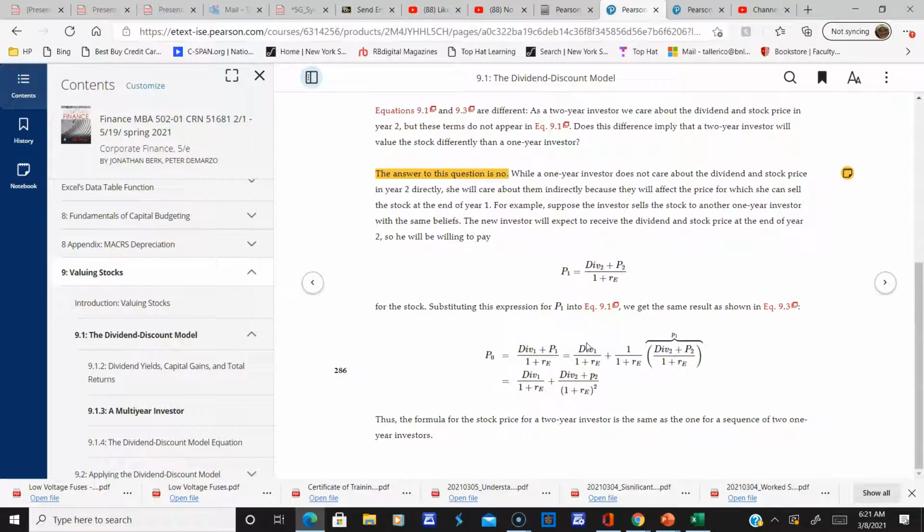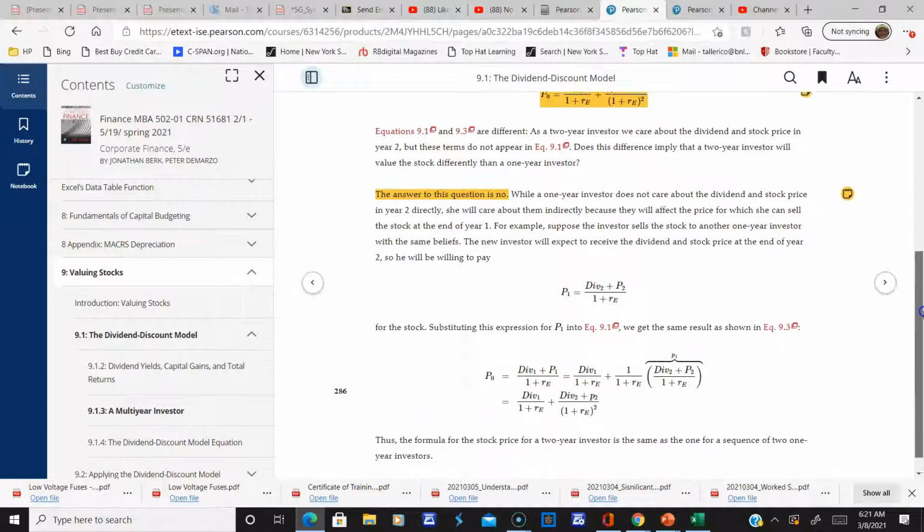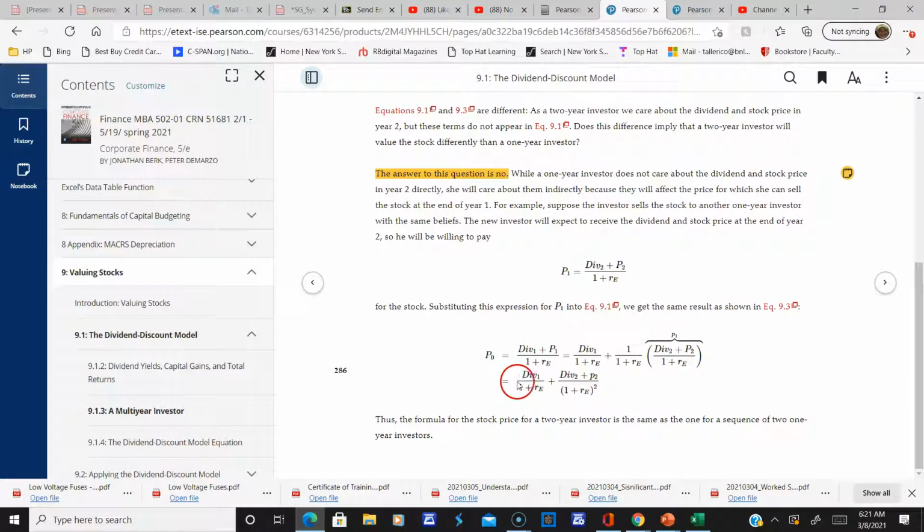So if you substitute that expression for P1 into equation 9.1, we get the same result as shown in equation 9.3. There's equation 9.3, and you can clearly see it works out to exactly the same equation. See that? So they've got to worry about the prices going forward. Thus, the formula for the stock price for a 2-year investor is the same as the one for a sequence of two 1-year investors. And again, this is for non-arbitrage, right? Law of one price, everything's got to be the same, right?